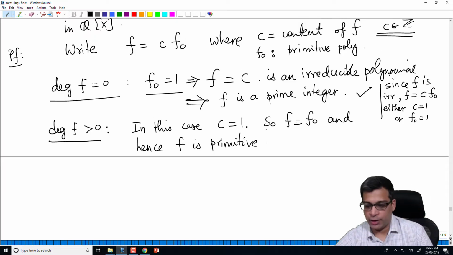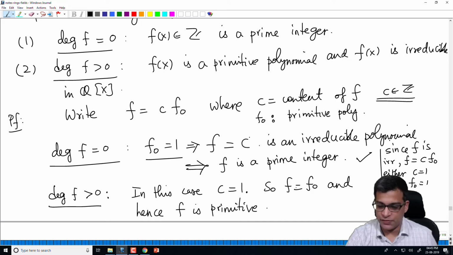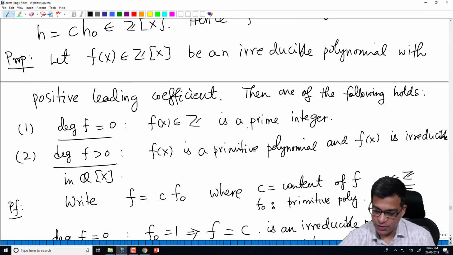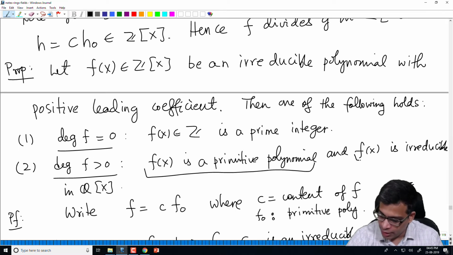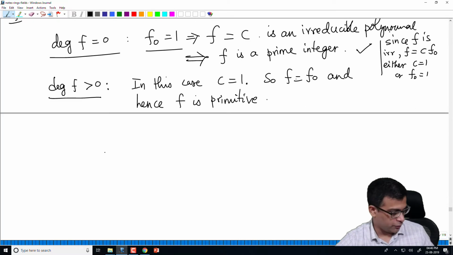f is primitive, right? Because f0 is primitive. In this factorization, f0 is primitive and f is equal to f0, so it is primitive. So what is it that we have to prove now? We have showed that f is a primitive polynomial. We need to now show that f is irreducible in Qx. That's what we will show now.